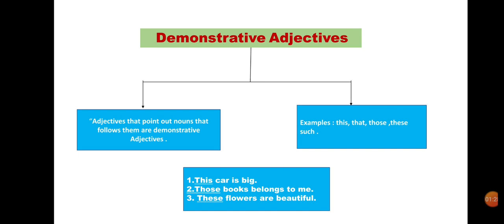These flowers are beautiful. Here, these flowers, you are standing close to the flowers and you're pointing out the flowers. And here, these is used because flowers is plural. Even in the earlier sentence, if you see those books, we didn't say that books or this books. We are referring to those books because the noun used after those is books, and it is plural.